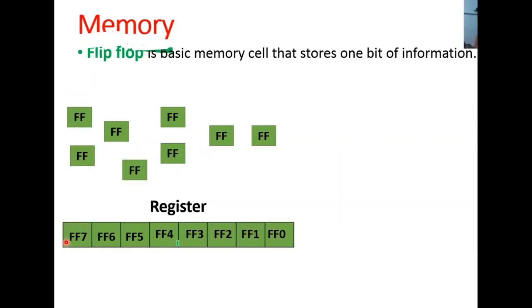Now see, 8 flip-flops are connected together here to form a register. So a group of flip-flops is called a register. This register can store 8-bit information because there are 8 flip-flops in this register.